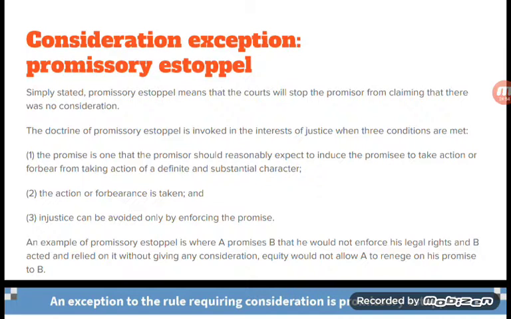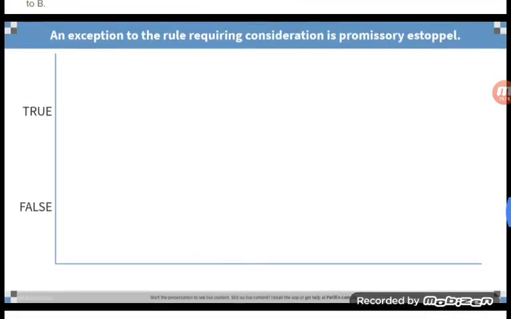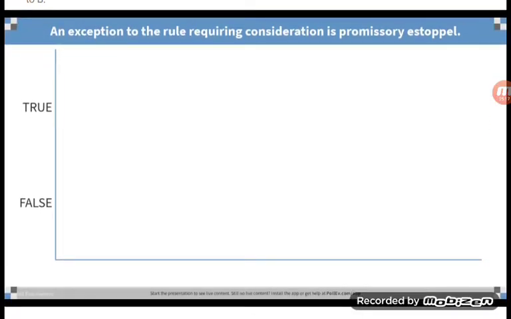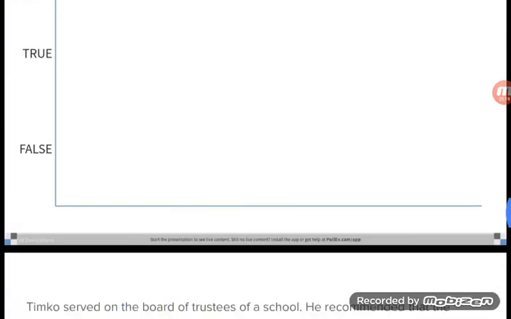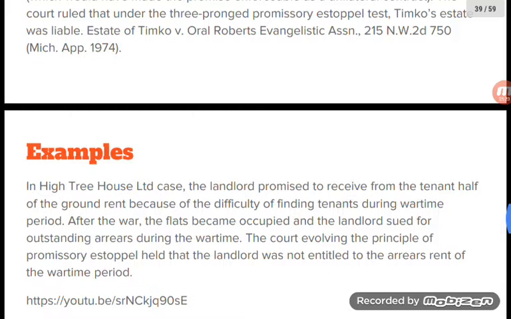Third, injustice can be avoided by enforcing the promise. Yes, we can avoid injustice here because the employee would have suffered injustice by not being able to pay rent, not be able to buy food, etc., because of the $500 non-refundable deposit put down on the cruise. An exception to the rule requiring consideration is promissory estoppel. True. There is no consideration for promissory estoppel.